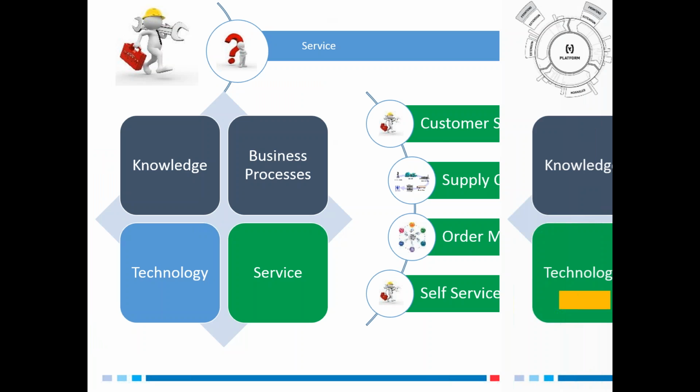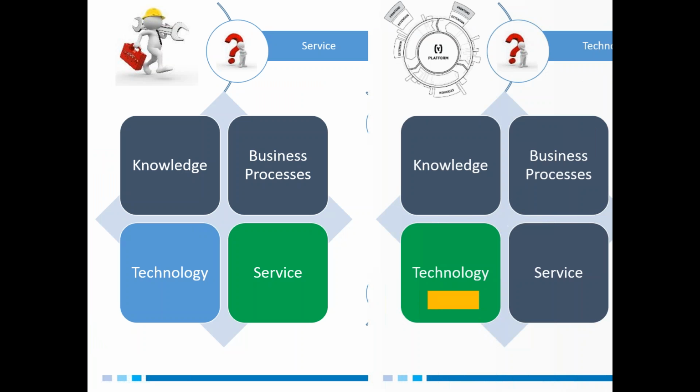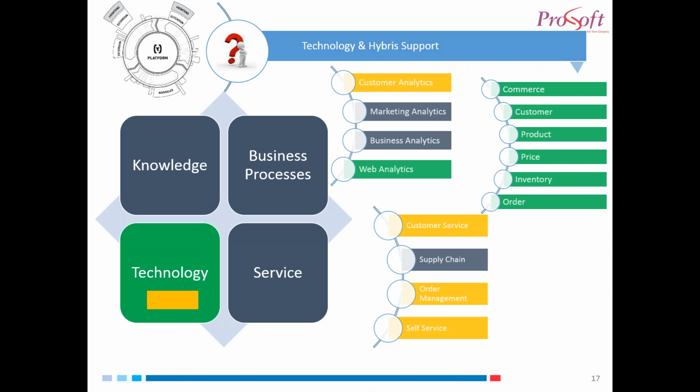Now let's move on and see that we have touched customer knowledge, the business processes, and the service. From the technology and Hybris perspective, what is within the scope of Hybris, which we should poke into and see how we can leverage already available things, and then some of the things which may not be available but are critical from an omni-channel experience.